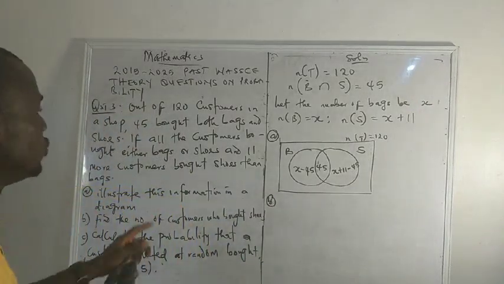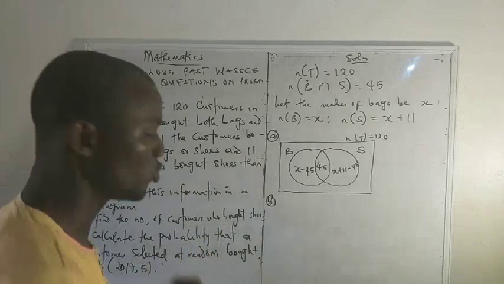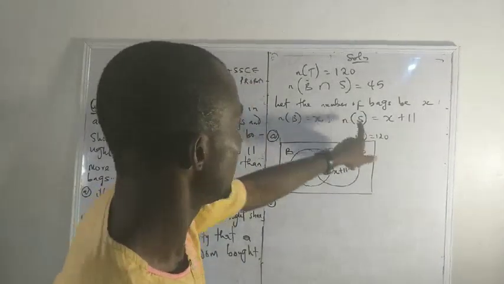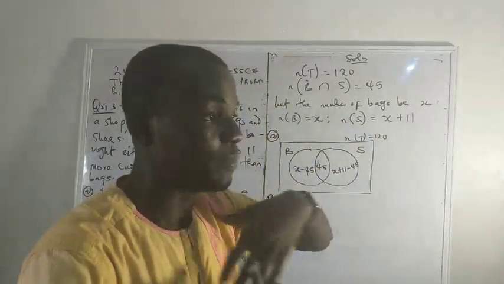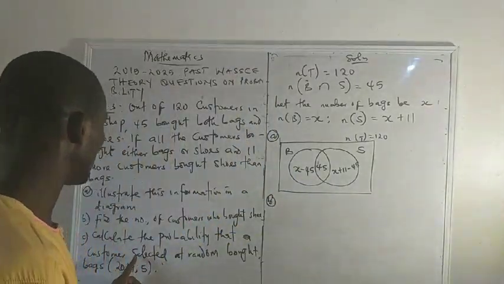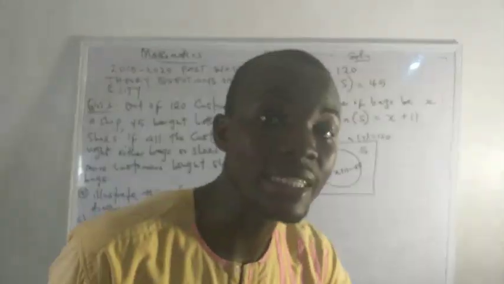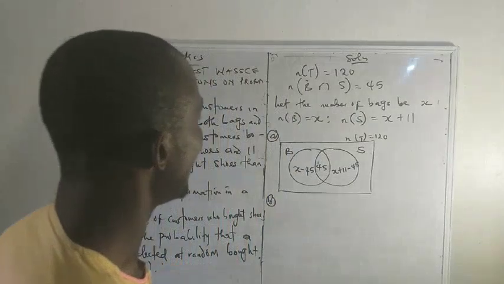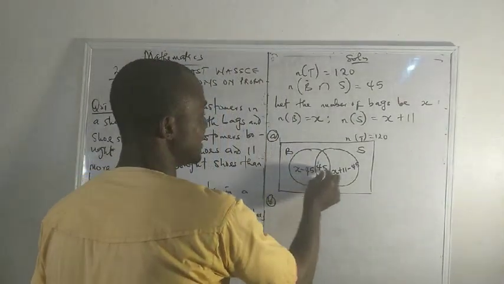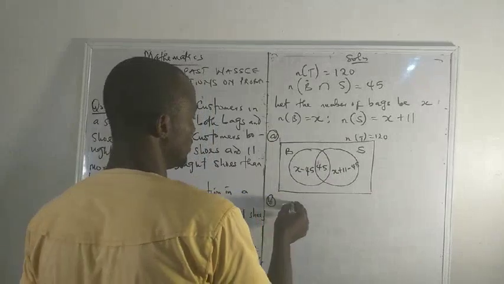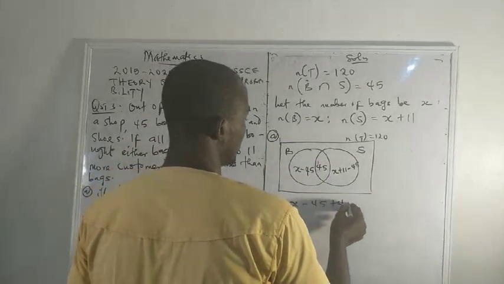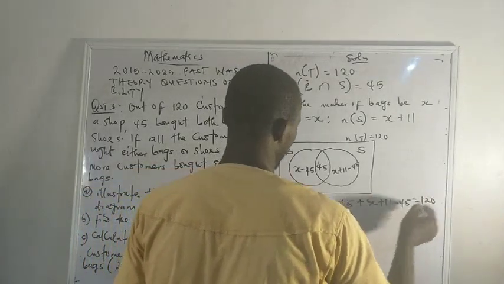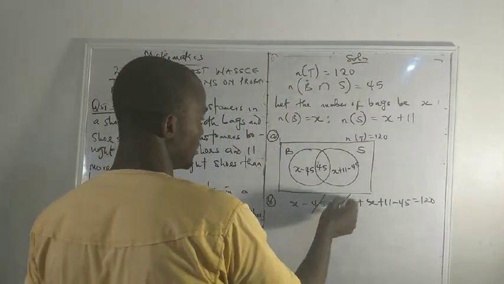They say find the number of customers who bought shoes. Remember the number of customers who bought shoes is X plus 11. They did not ask us to find the number of customers who bought shoes only. We would have been doing this. But the number of customers who bought shoes is X plus 11. And you know that by the time we add this, it should give us 120. So let's do that. X minus 45 plus 45 plus X plus 11 minus 45 should give us 120. This will go away with this.